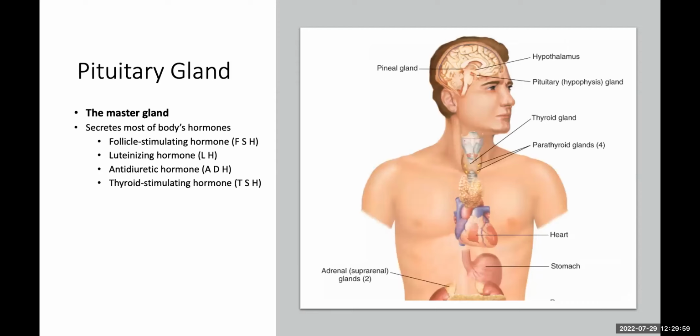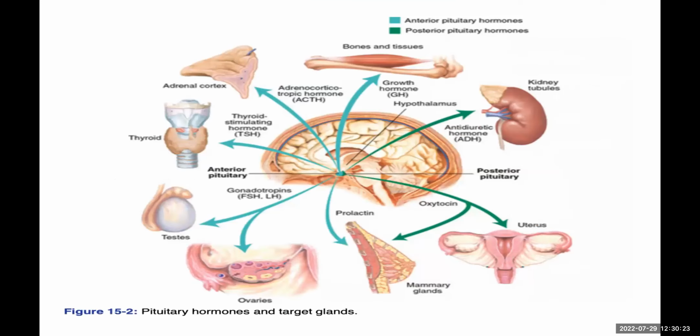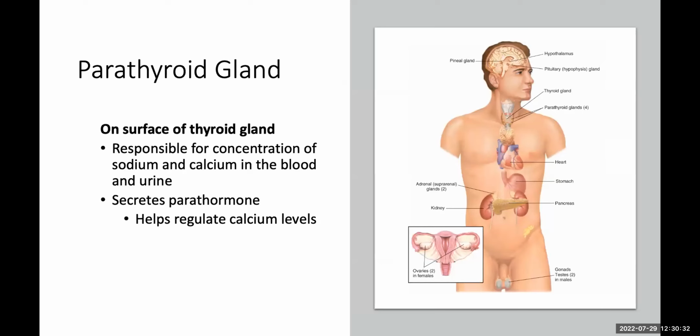We can understand that the pituitary gland is what we refer to as the master gland. It has the responsibility of secreting follicle-stimulating hormone, luteinizing hormone, antidiuretic hormone, and also thyroid-stimulating hormone. The pituitary gland is that master gland. Just think like this too: if you had a brain injury, what happens to that pituitary gland, the master gland? If it gets damaged, it damages the rest of your body too.